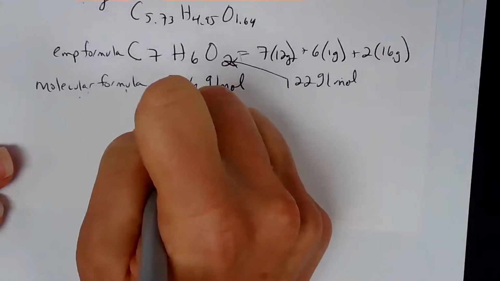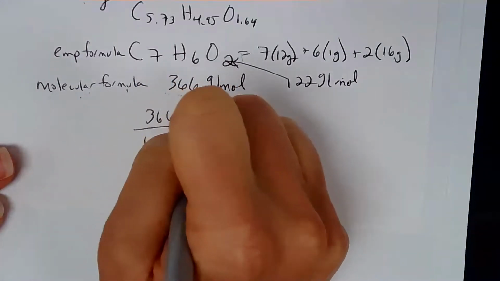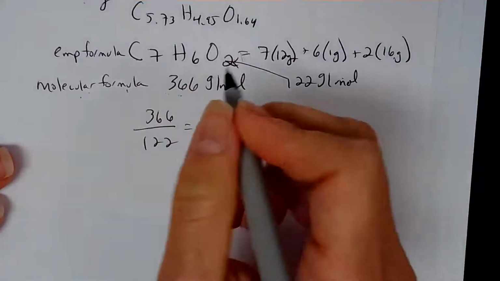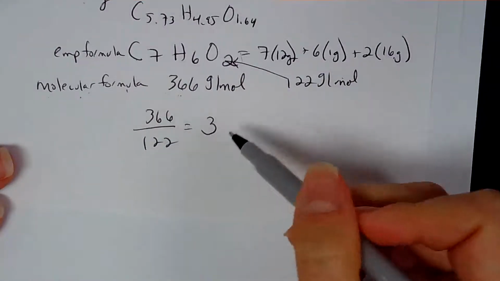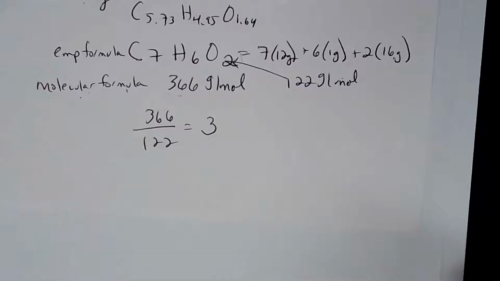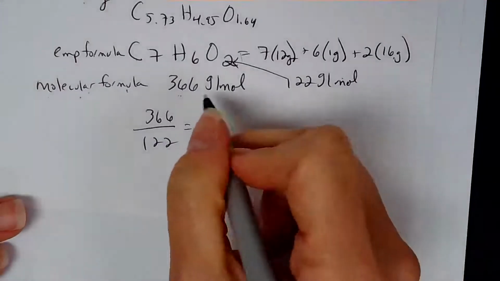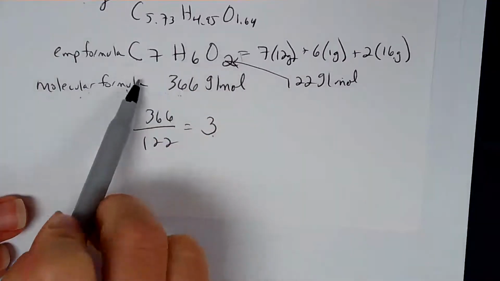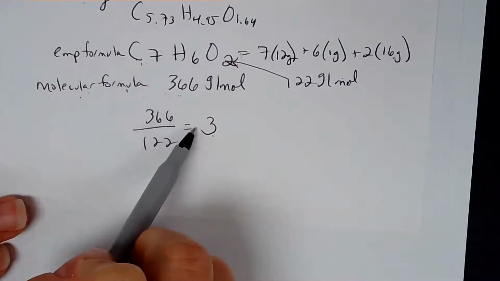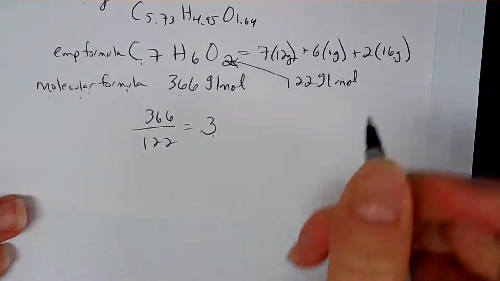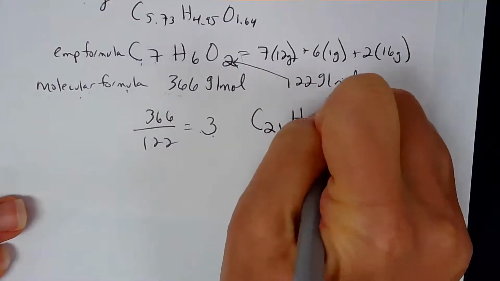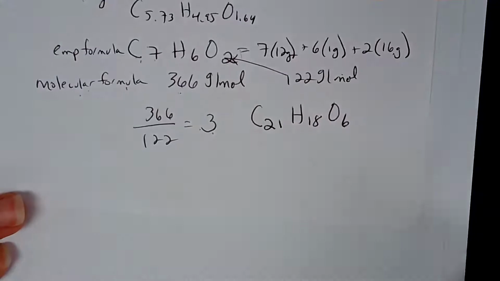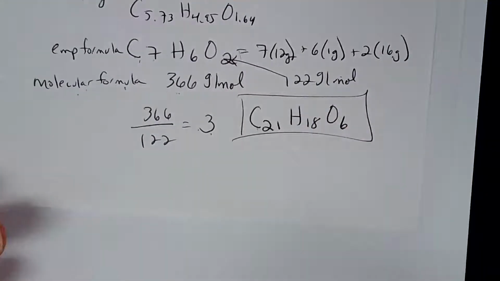So all you've got to do is take the 366 and divide it by the 122, and you will find that that's a factor of 3. And when you do this, it should come out to be pretty much a whole number. So the molecular formula is 3 times the empirical formula. So what you do is you take the subscripts and multiply them by that factor. So it's C21H18O6. So that is the molecular formula coming from the empirical formula.